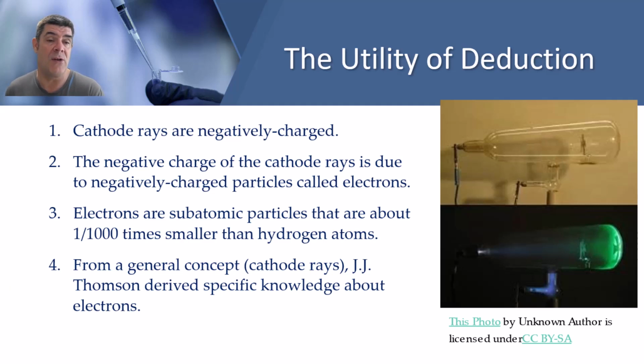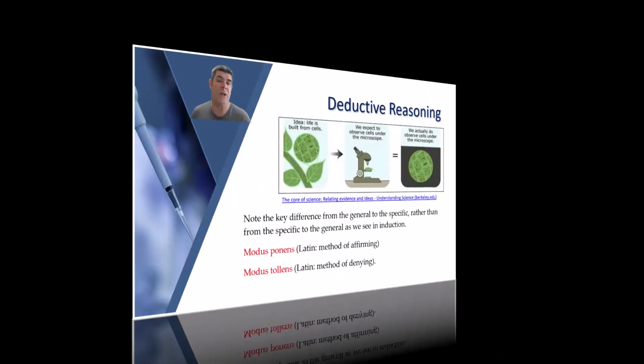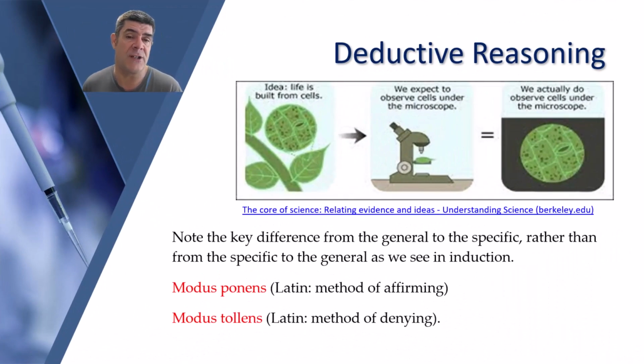Now, we subsequently know that this model of the atom is limited too. It's not correct. But it was a nice example of how going from general rules about atoms and general rules about cathode rays, we could look at some specific qualities and therefore make modifications in our understanding of how the world works. We could apply deductive reasoning to the cell theory as well.